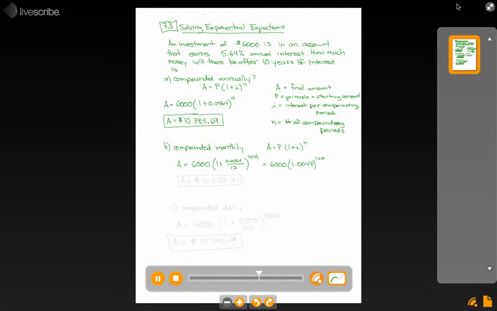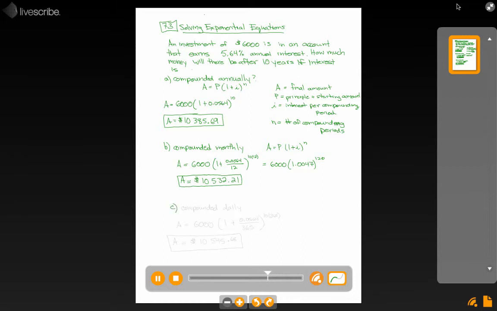And so if you do that on your calculator, you do get a slightly larger answer than we had in the first part. Still in the same ballpark, but $10,532.21. So it's a bit better deal for you to get your interest compounded monthly than annually if everything else is equal. Same principal, same annual interest rate, etc.